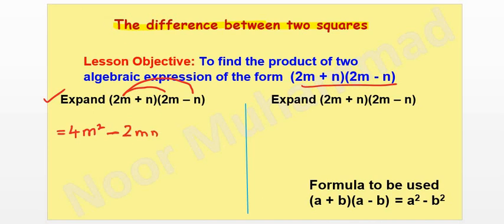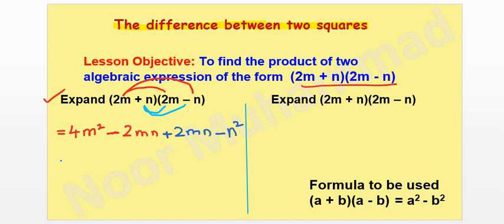Then in the second step we will multiply this positive 2n with this 2m. So what will it give us? It will give us positive 2mn, right? And then we will multiply this positive n with this negative n. So it will give us negative, because positive and negative will be negative, and n times n will become n squared.